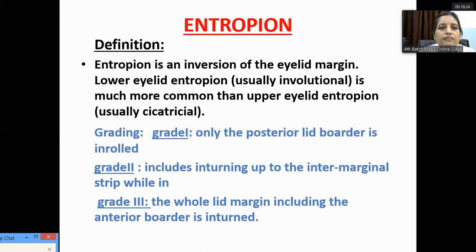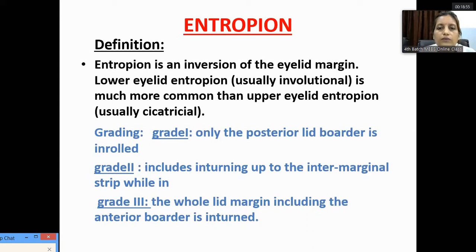So there are different gradings of the entropion, and different classifications of the entropion also. Lower eyelid entropion is usually the involutionary type, which is the senile type of entropion, and it is more common. The type of upper eyelid entropion is the cicatricial type, which follows different types of trauma or some disease conditions. So there is a grading of the entropion.